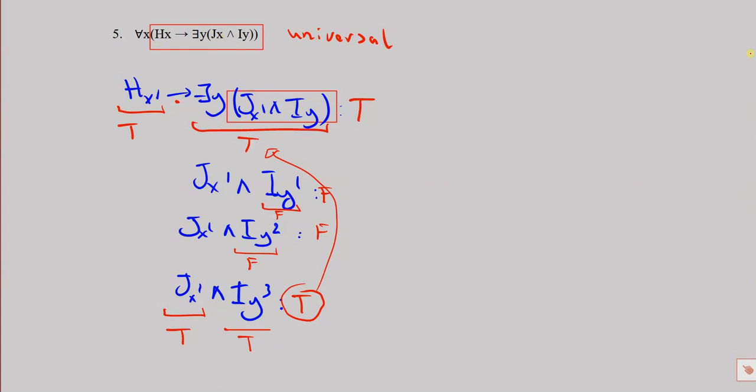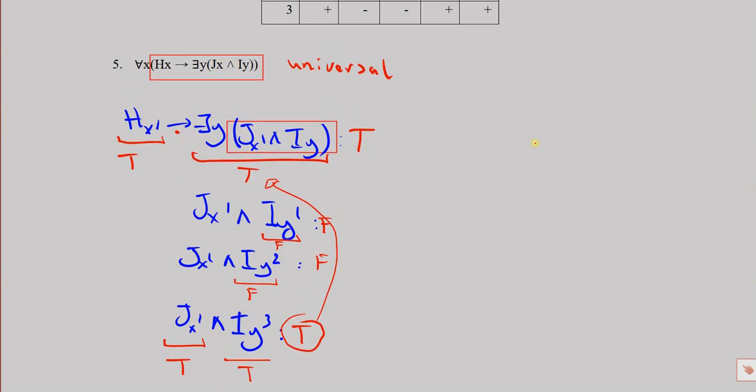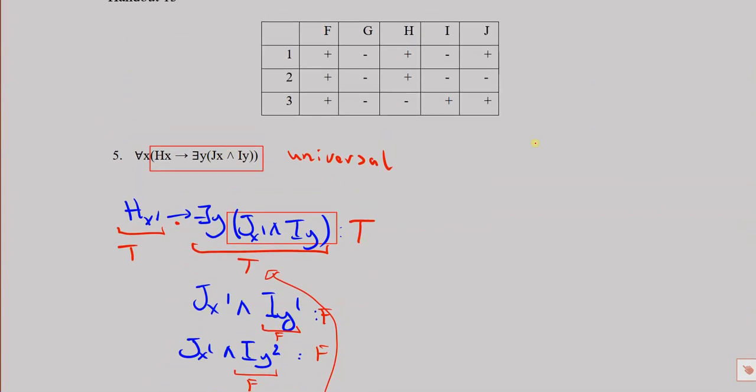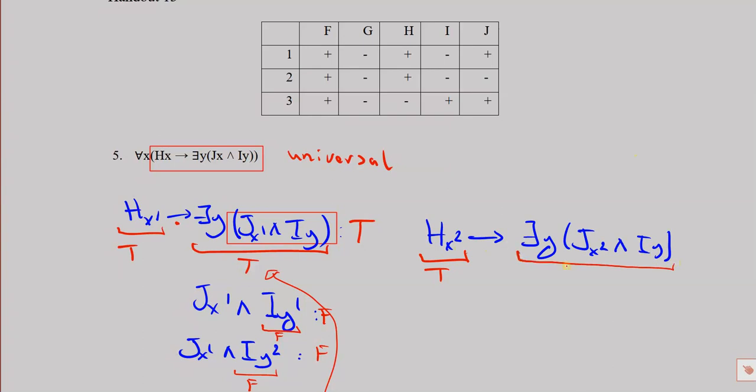So now we move to object 2. Let's see if object 2 satisfies the thing in the box. So I'm going to write it here. So hx2 arrow, there is some y, jx2 and iy. Okay, so hx2 is true. How about this thing here, the consequent?